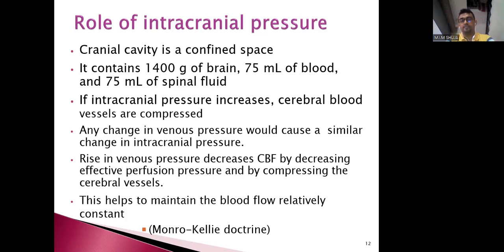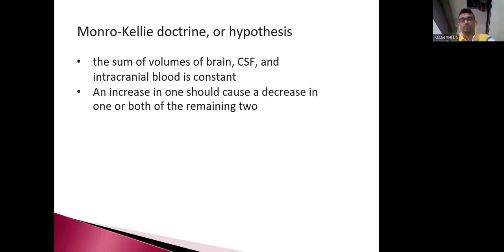Any change in venous pressure would cause a similar change in intracranial pressure. If venous pressure rises, then cerebral blood flow decreases. So the effective cerebral perfusion decreases. This is explained by the Monro-Kelly doctrine. The Monro-Kelly doctrine explains that the sum of volumes of brain, CSF, and intracranial blood is constant.